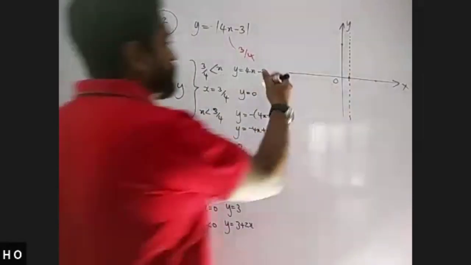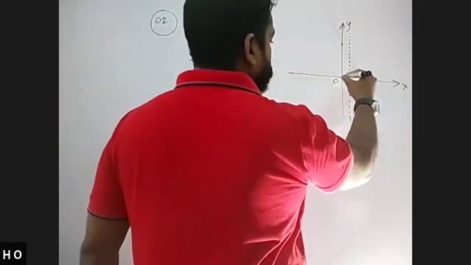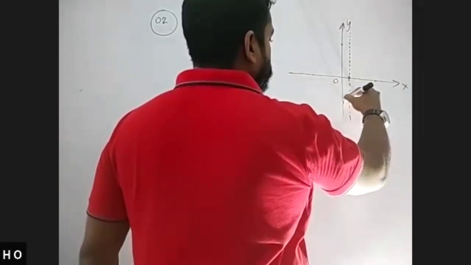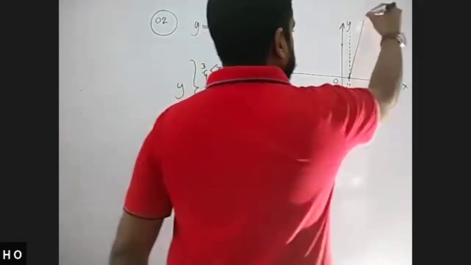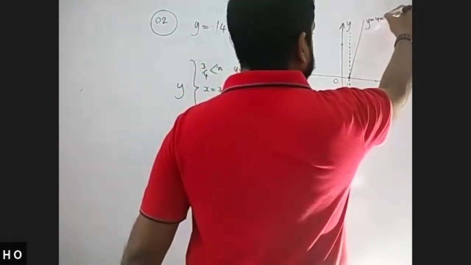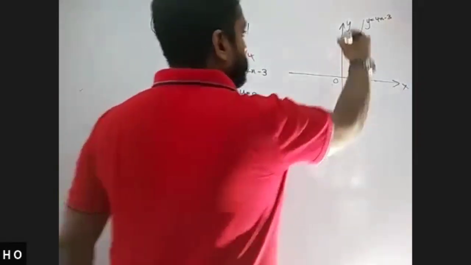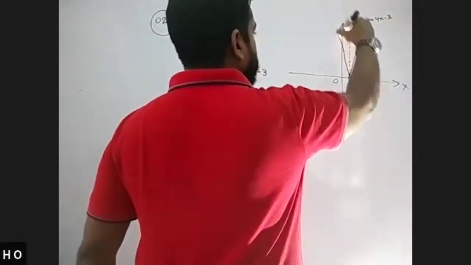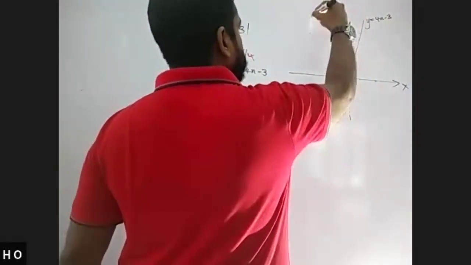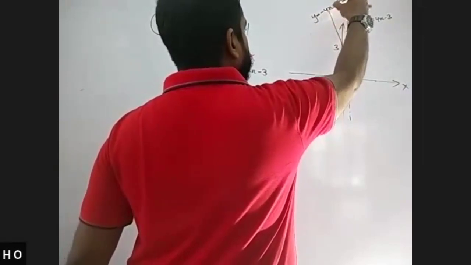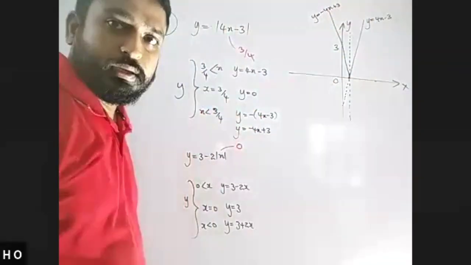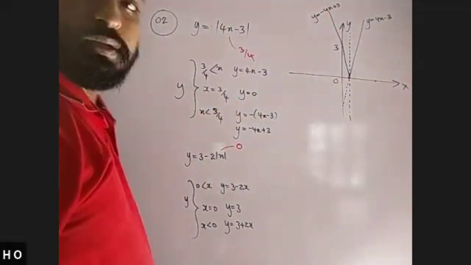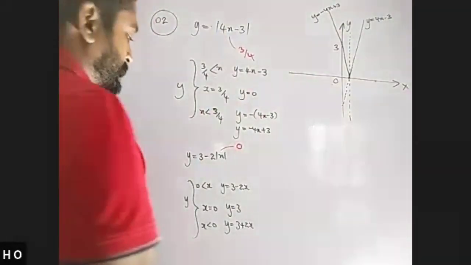Greater than 3 by 4, it is 4x minus 3. So 3 is this much. Y equals 4x minus 3. Less than 3 by 4, y equals minus 4x plus 3. That graph is done. Now the other graph.